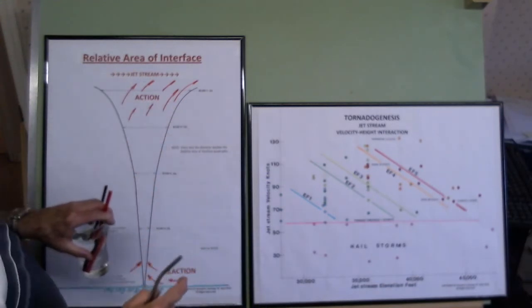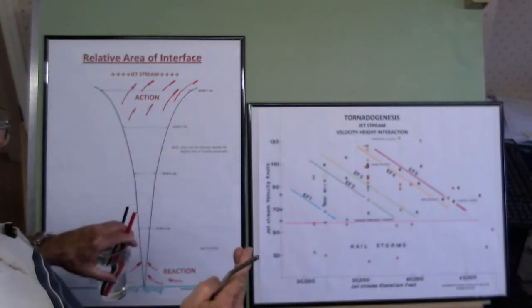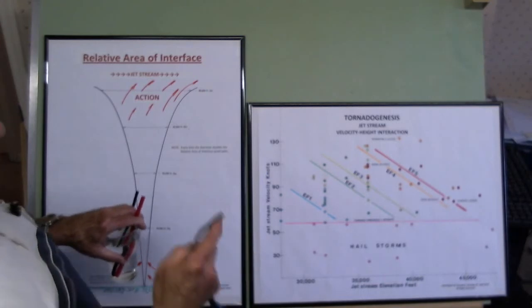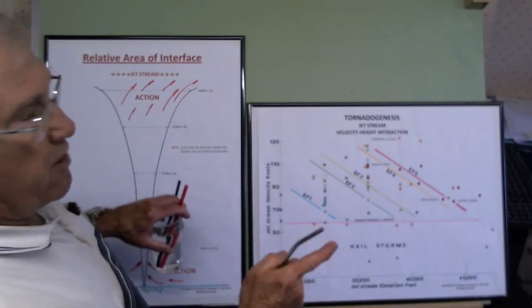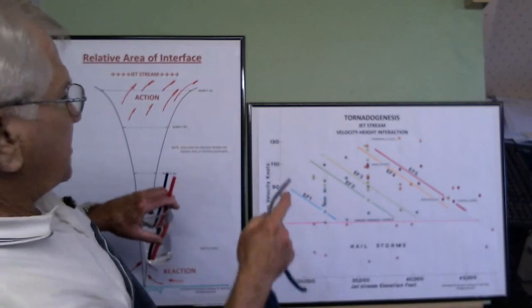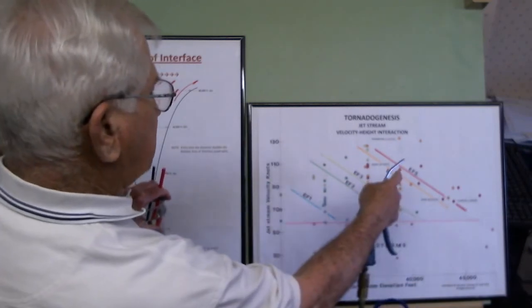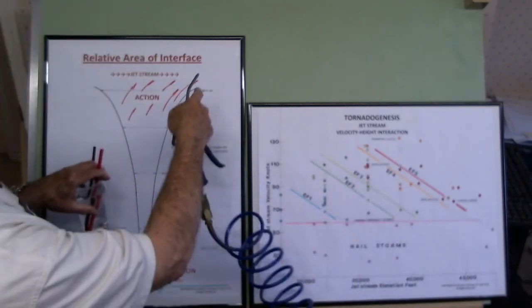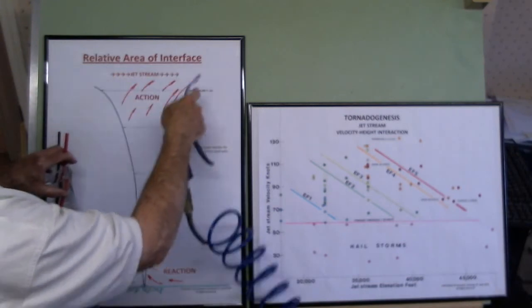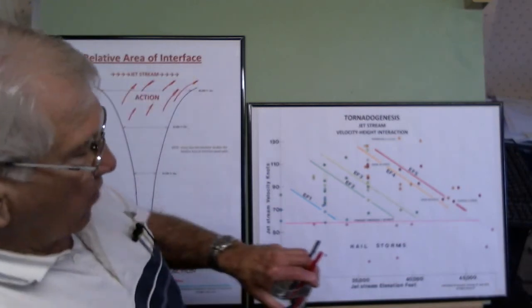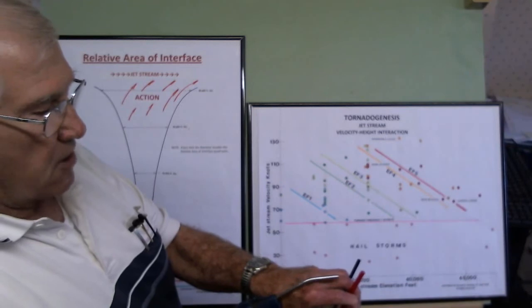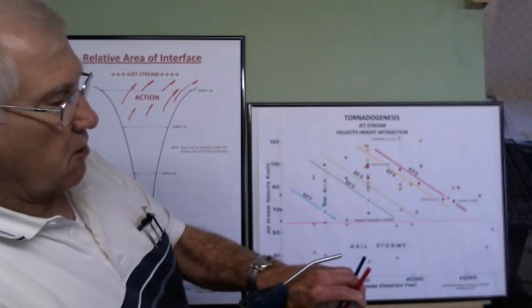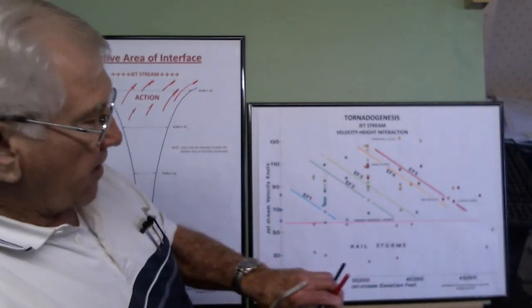So a tornado is controlled by 2 things. It's controlled, first of all, by the jet stream in 2 ways, I should say. It's controlled by the velocity of the jet stream and the height of the tornado, so the relative area of interface. So if the tornado is much higher, you have a much larger tornado.